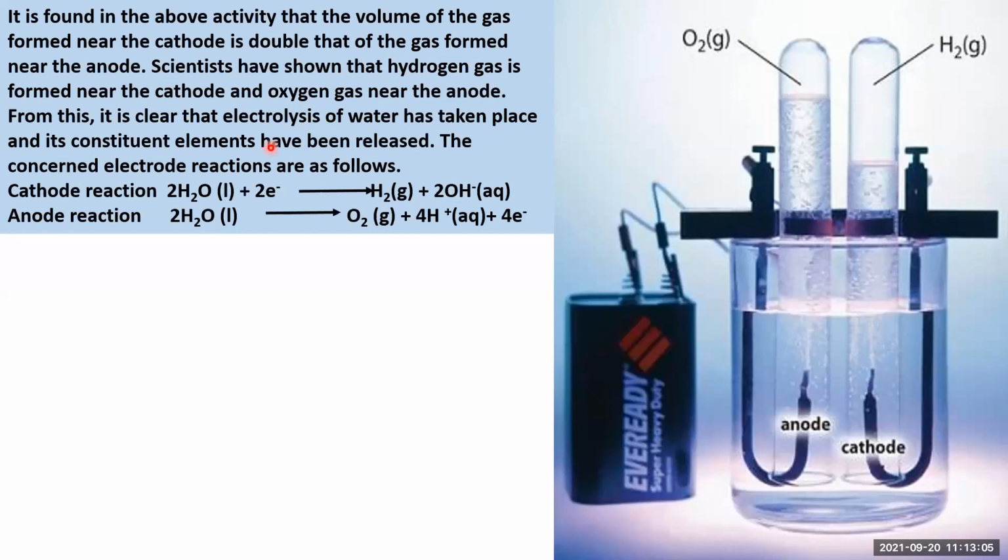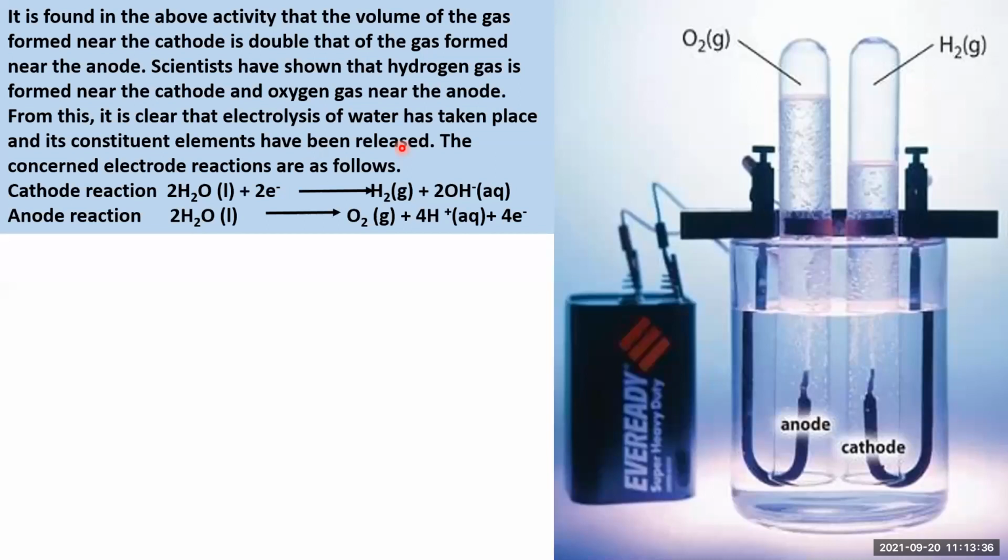What happened in the electrolysis of water? The water gets decomposed into its constituent elements, that is hydrogen and oxygen. Now, what reaction takes place at the anode and cathode? Let us understand. Now there is water at both the electrodes, cathode and anode. There is water present, but at the cathode, what happened?